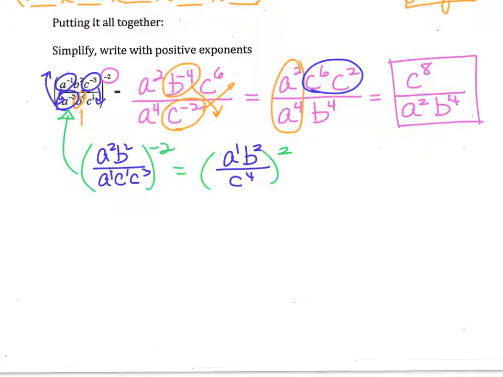Okay, whoops, I did not mean to make that positive. That quantity to the -2nd there, that was my mistake. I did not mean to do anything to that exponent. Okay, so then you would go ahead and apply that exponent to everything.